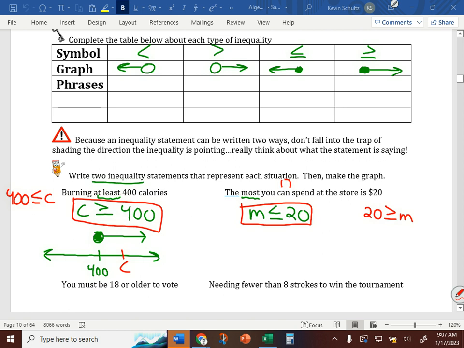What is the graph going to look like? I'm going to make a number line. What is my reference number going to be here? 20. I want the values less than or equal to 20. So what kind of circle? Shaded circle, closed circle. And which direction are the values less than or equal to 20? Backwards. To the left.